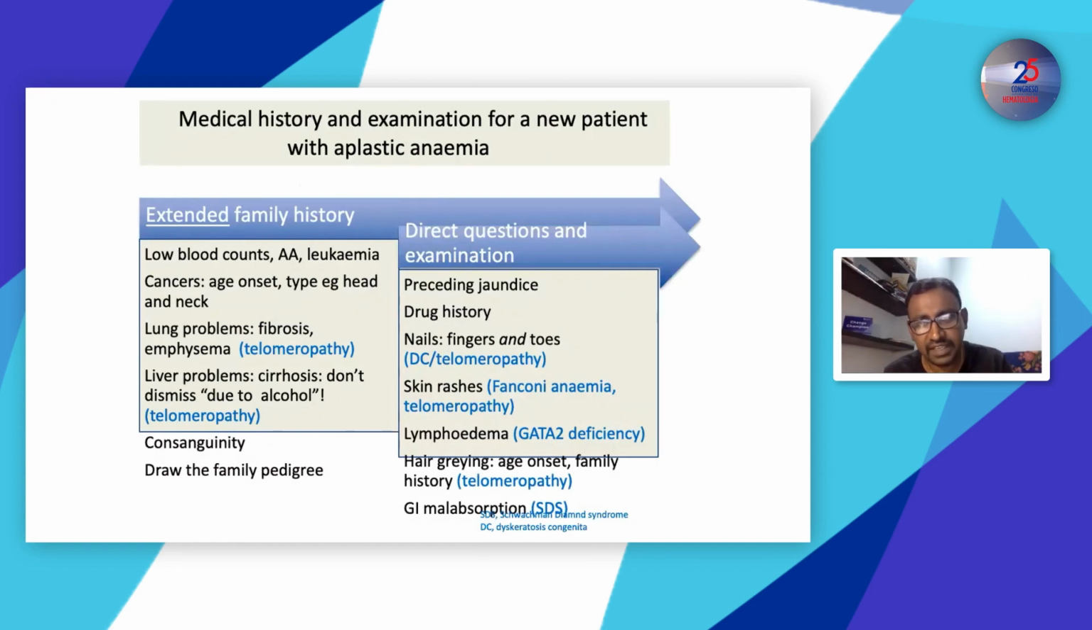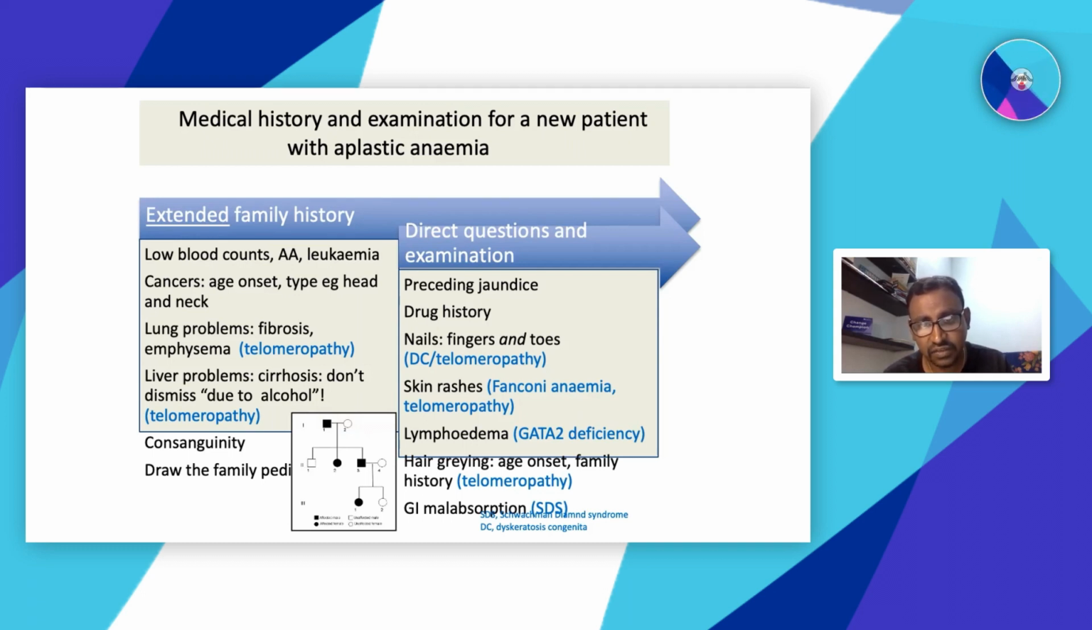So what would you do when you're presented with a new patient with pancytopenia? You would want to look at an extended history to make sure that there are no previous pre-existing blood counts in this patient, and any family history of leukemia or aplastic anemia, cancers in the family, lung fibrosis, liver cirrhosis, because these could be pointers towards underlying telomeropathies, which can be very subtle, and also look at the consanguinity and the pedigree and family tree. And we will also want to look at specific questions related to the type of aplastic anemia. Is it drug-induced? Is it a post-hepatitis aplastic anemia? Or is it related to an underlying constitutional predisposition, with some of the features as indicated in the table there?